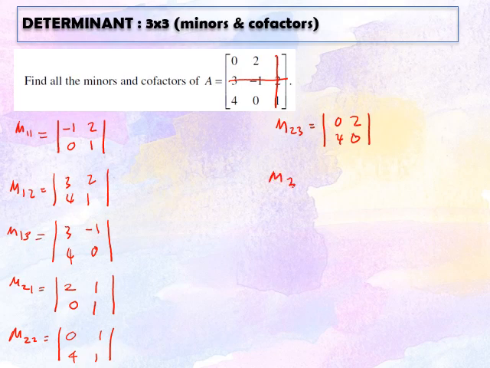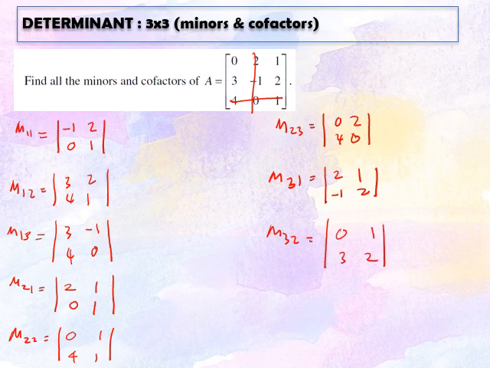And then M31, row 3, column 1. So it is 2, 1, negative 1, 2. And then row 3, column 2, M32. So it's 0, 1, 3, 2. And then row 3, column 3, which is M33. So the answer is 0, 2, 3, negative 1. Okay, so let us find the determinant of all of these matrices.